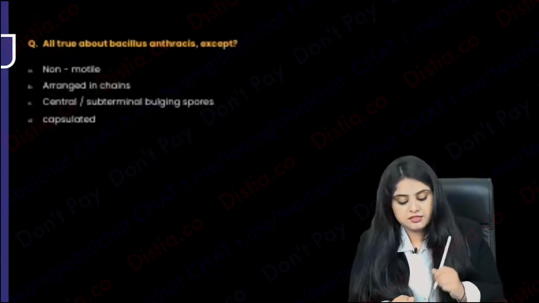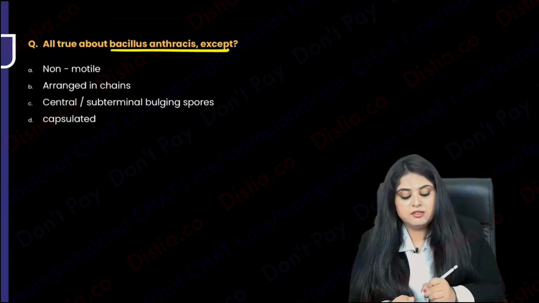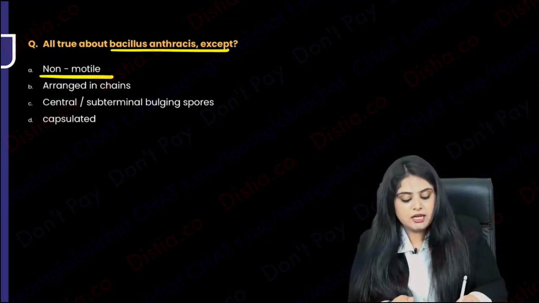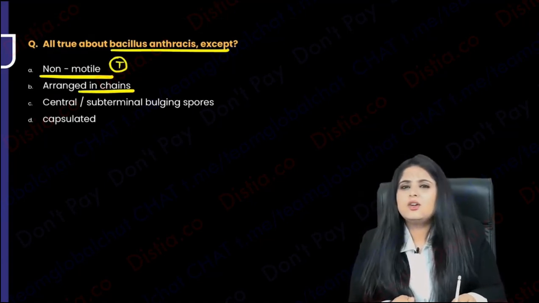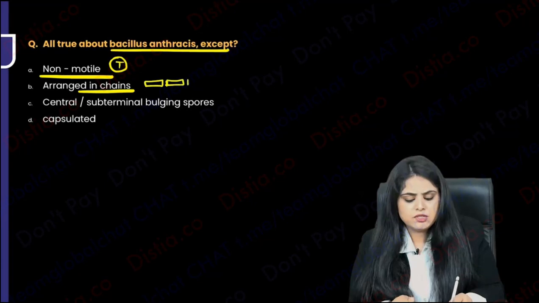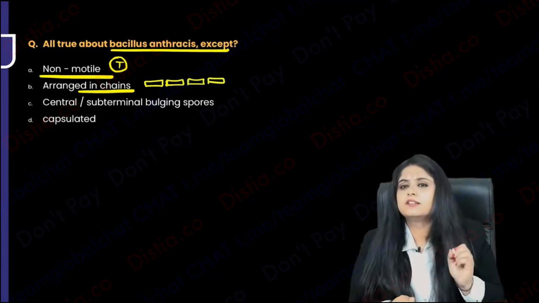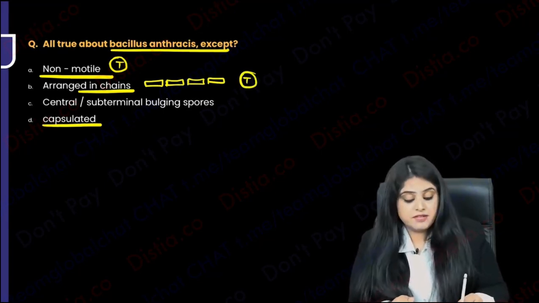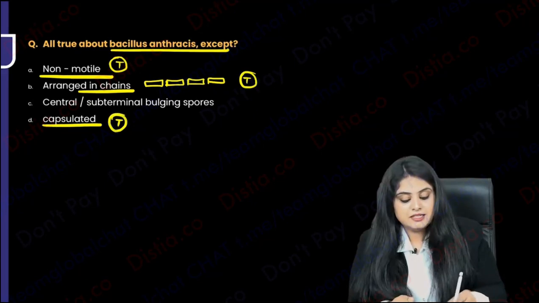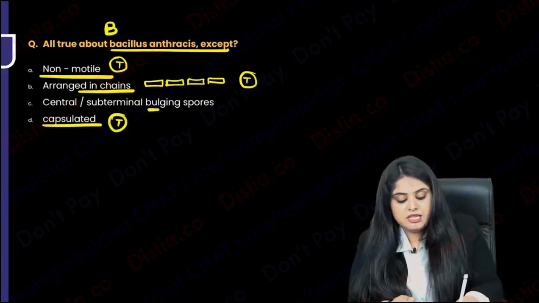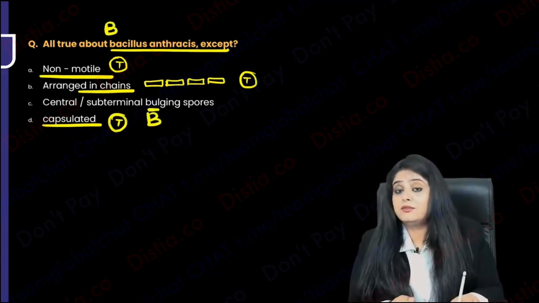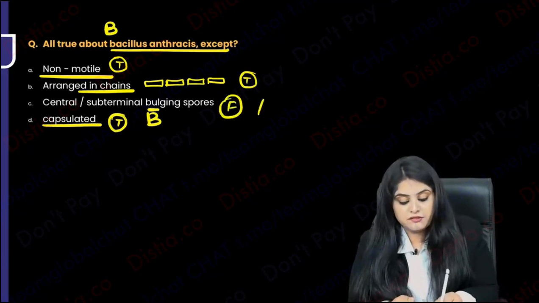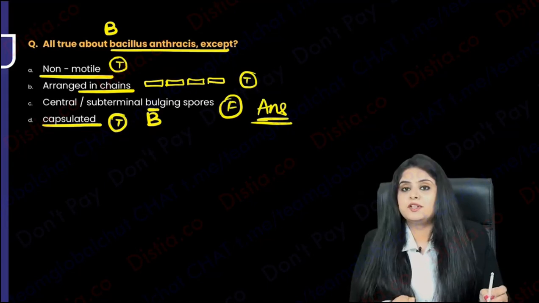The first one. Next, all are true about Bacillus anthracis except: is it non-motile? Yes, that is fine, it is not going to run away. Is it arranged in chains? Not exactly chains, but you can say bamboo stick and boxcar. Let's consider that okay for now. Tell me, does it have a capsule? It has a very famous capsule, correct? Does it have bulging spores? Does B and B go together? No, B is not for B. This is non-bulging spores. So this is definitely the wrong statement over here.